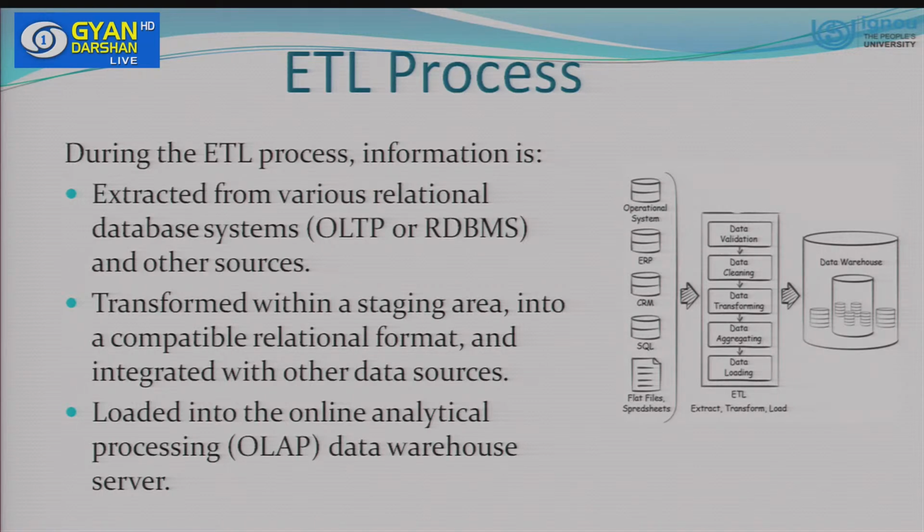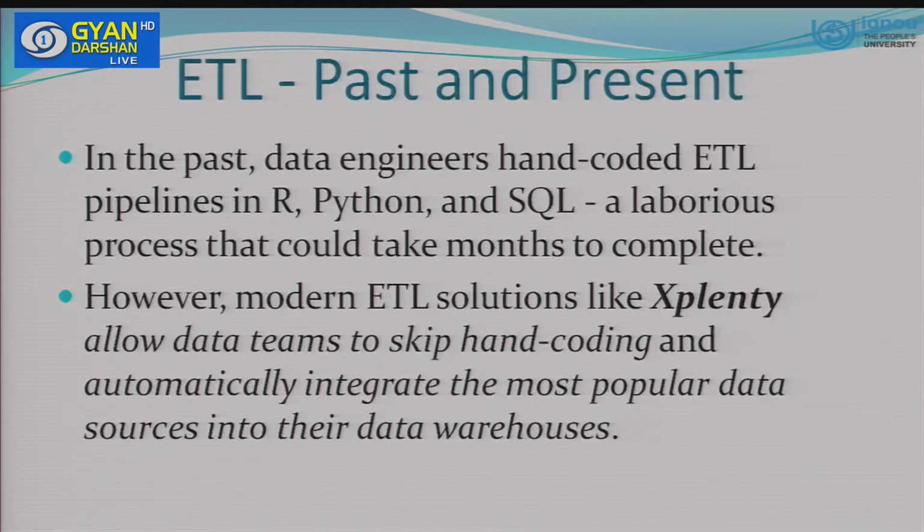The extraction part will be pulling in the data, and then there is a component, which we call the staging area, where the transformation happens. It will convert the whole data into a readable, understandable, integrated format, and then the whole thing will be loaded into the OLAP data warehouse. So this is the ETL process that we had seen in the earlier section.